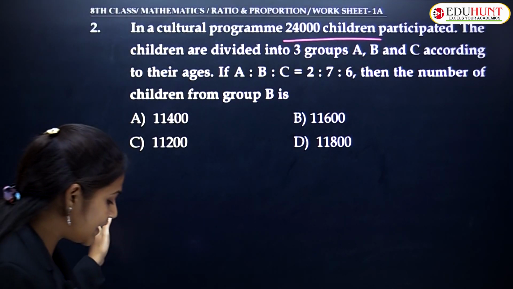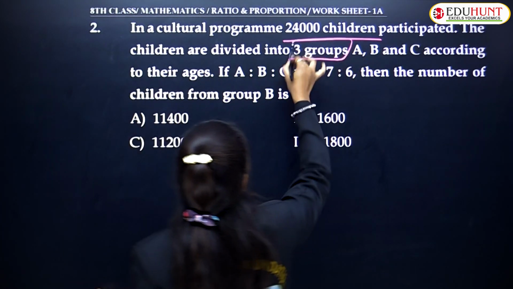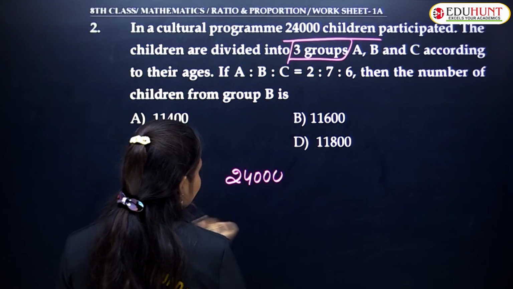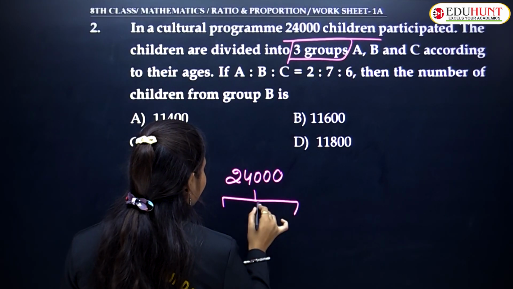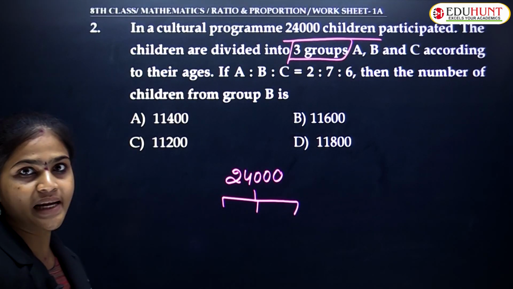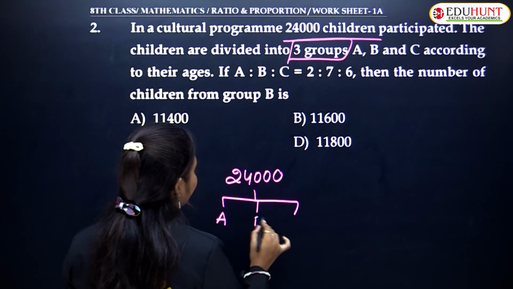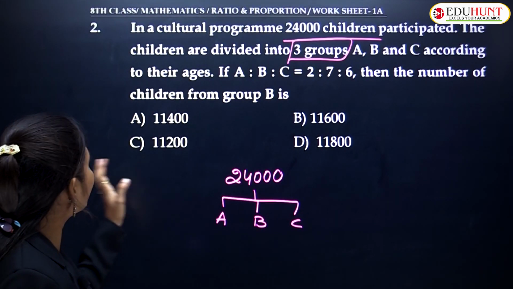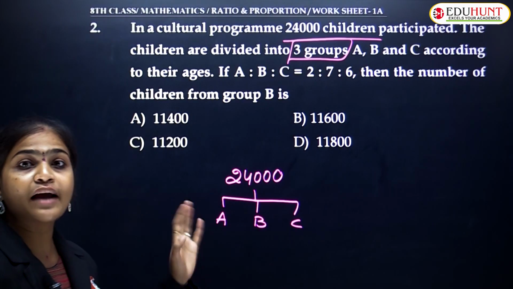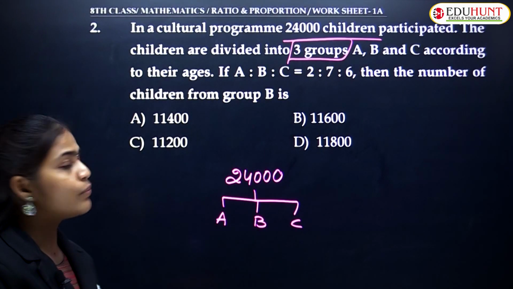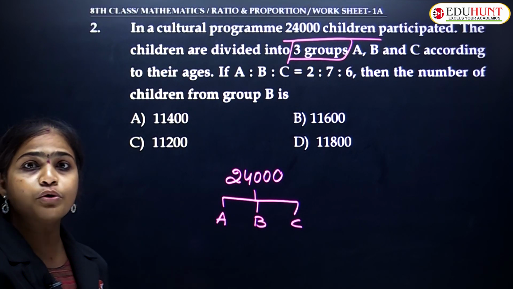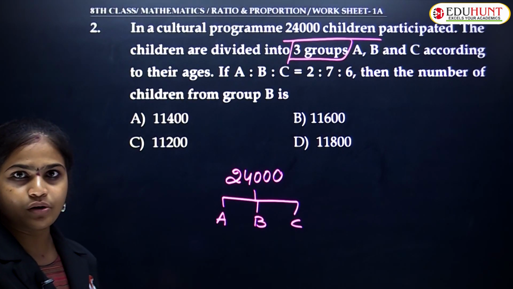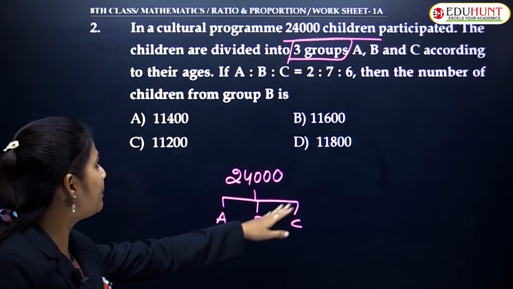The children are divided into 3 groups. Totally how many children are there? 24,000 children, and these 24,000 children are divided into 3 groups. The group names are also given: A, B, C. They are divided according to their ages, as per their ages the groups are A, B, C.